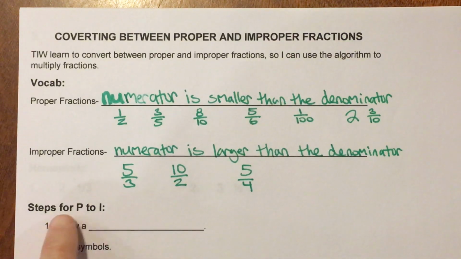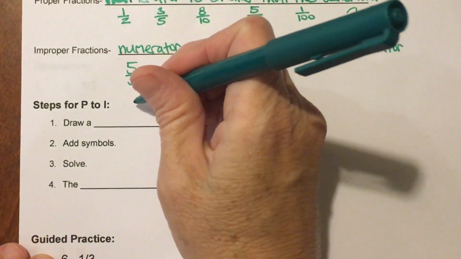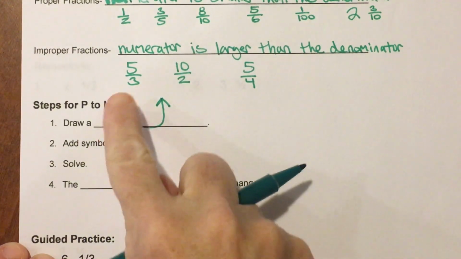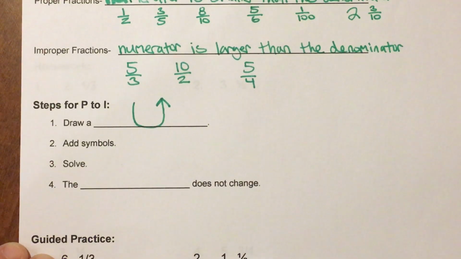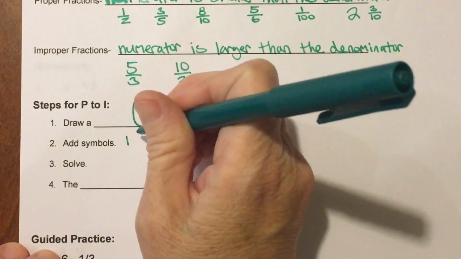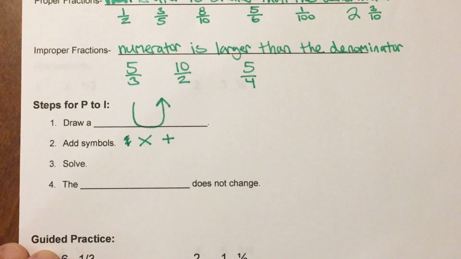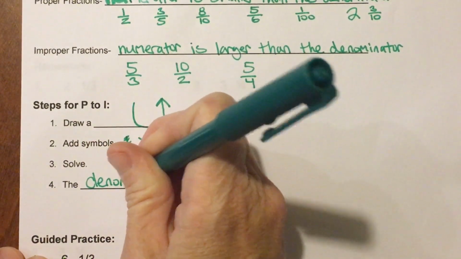What we're going to do today is change from mixed numbers to improper fractions. We used to do improper to proper and fix them; now we're doing the opposite. Our first step is we're going to draw a U. Notice I draw it with an arrow. The reason I do that is it helps remind me which direction I'm going to go. So it's not just a regular U, it's more like a fishing hook U. Then we're going to add our symbols. Then we're going to solve. And then our denominator does not change.